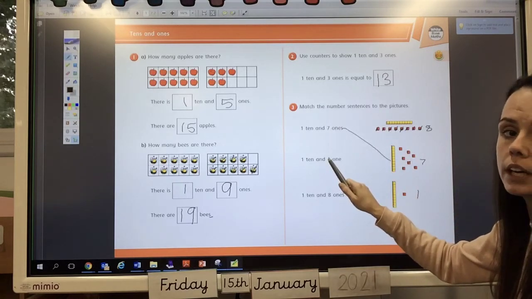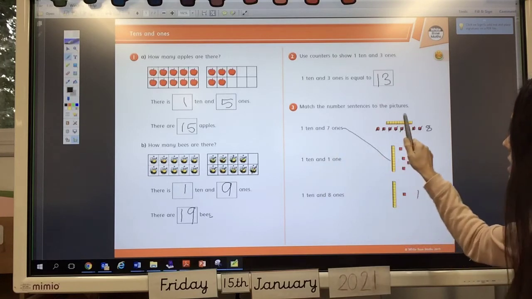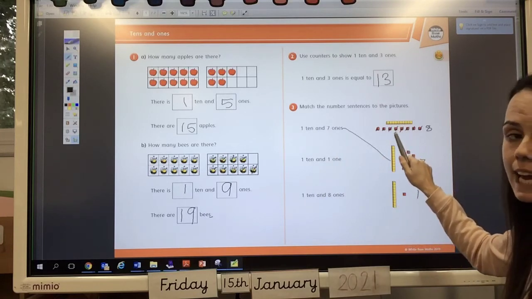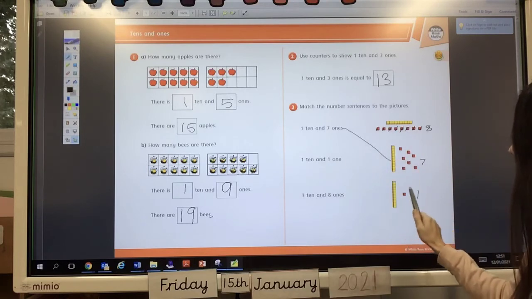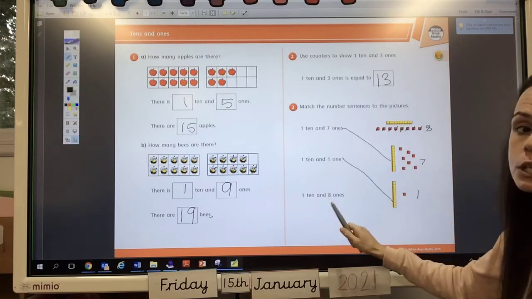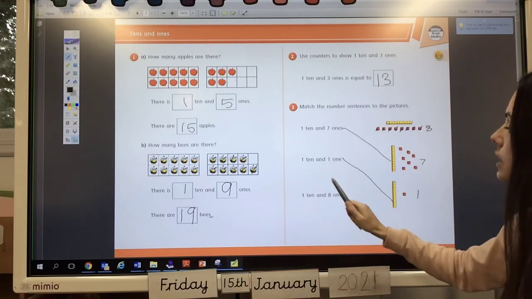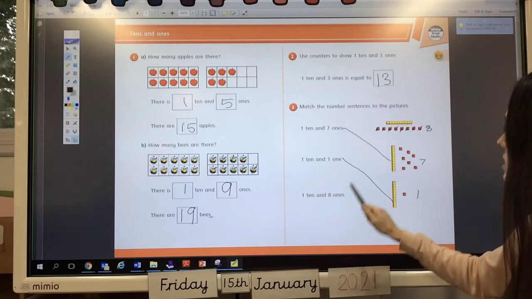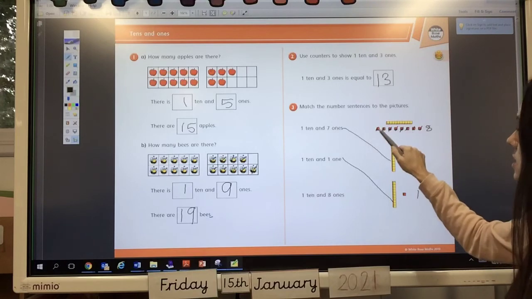Our next one says 1 ten and 1 one. Now this has 1 ten, but it has 8 ones, so that's not the right answer. This one has 1 ten and 1 one, so this must be the answer. Now the bottom one and last one, you would presume it would match up with the top one, but let's check anyway. 1 ten and 8 ones, so it does have 1 ten stick. Did it have 8 ones? Yes, so this matches up here.